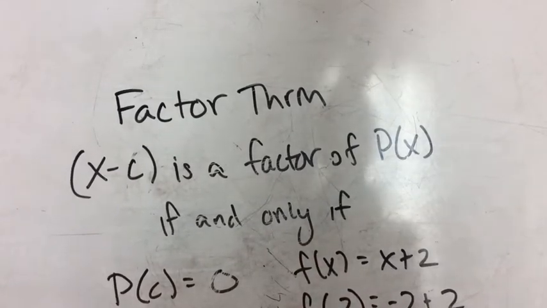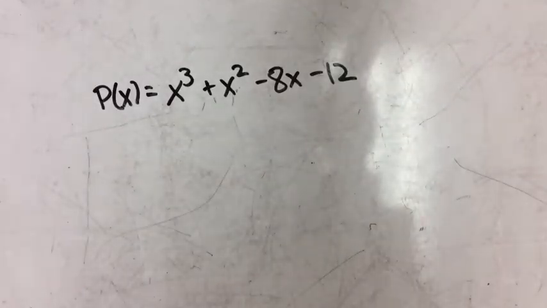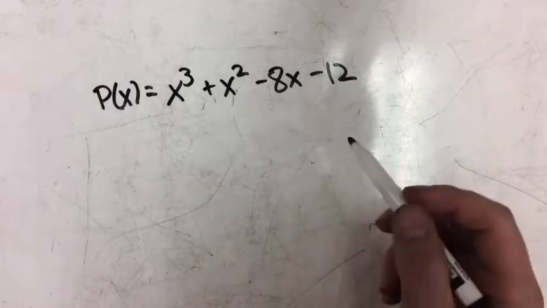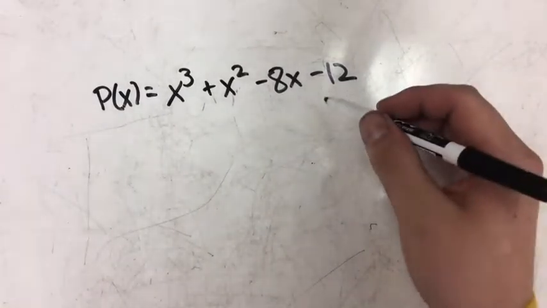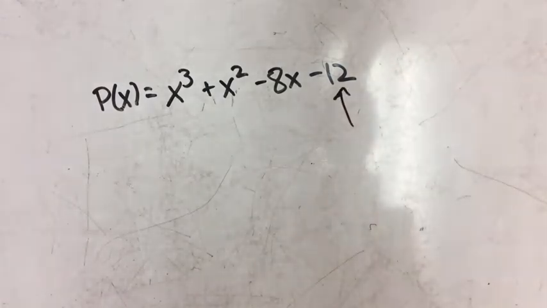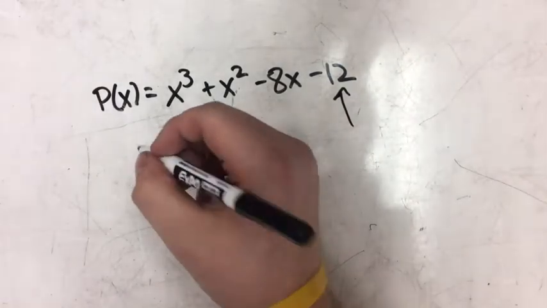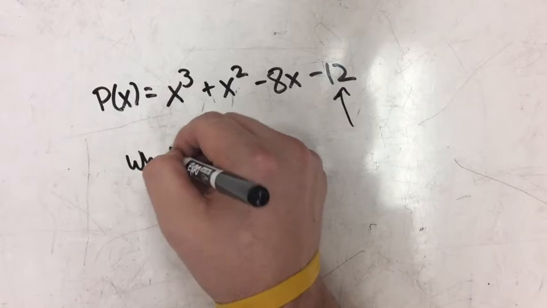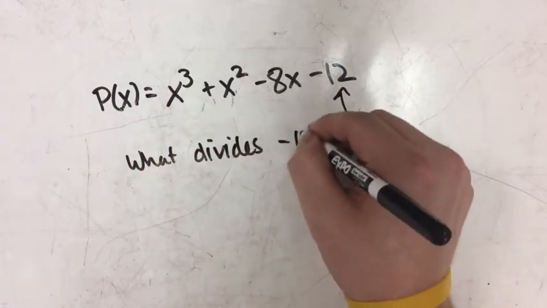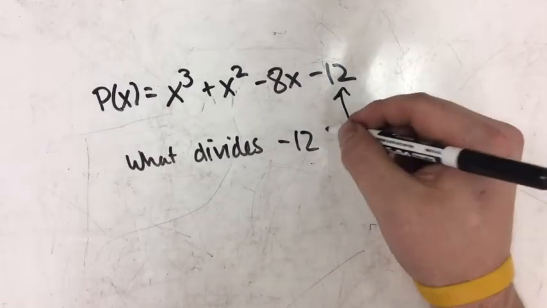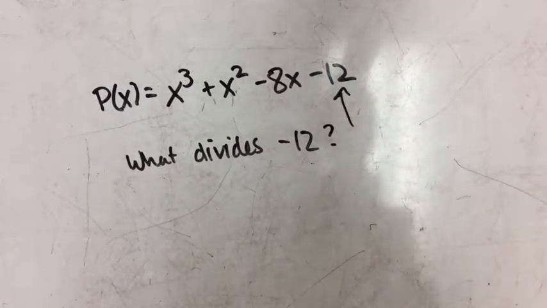Let's lead into then, how do we figure this out? Okay, so here's a polynomial, x cubed plus x squared minus 8x minus 12. And we're going to ask ourselves, what are the factors of this? How we find that out is we look at this last term, and we see it's negative 12. We ask ourselves, what divides negative 12?